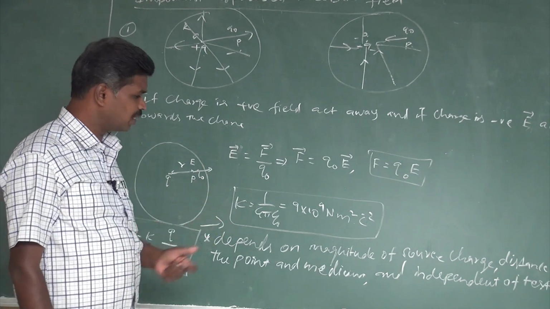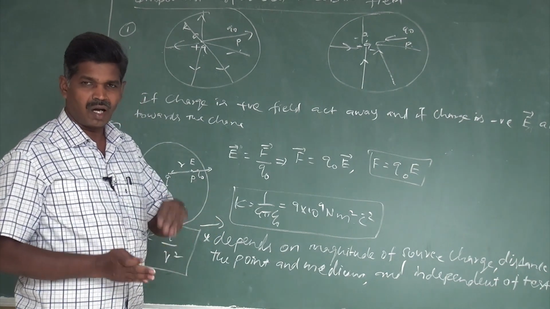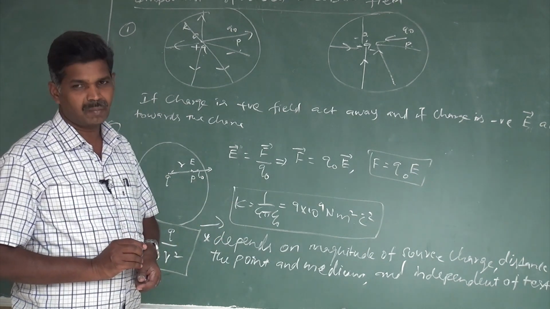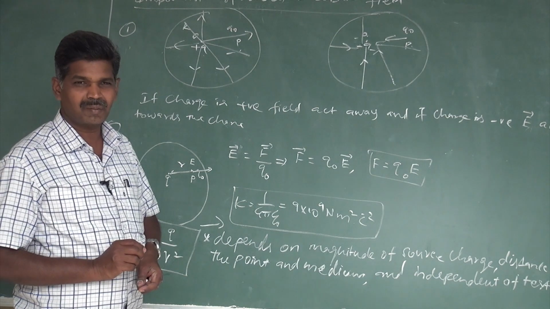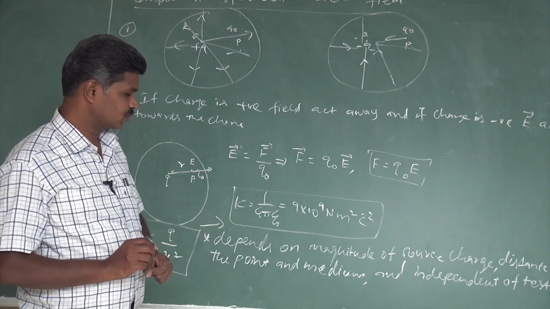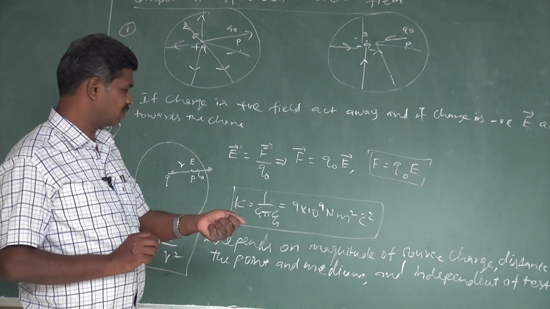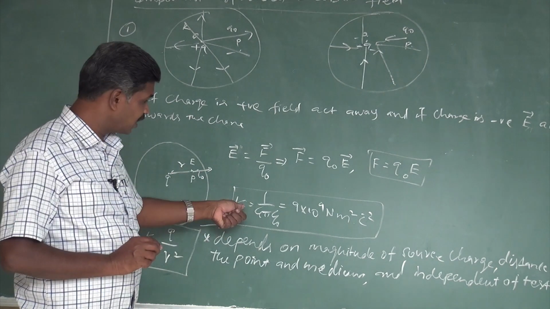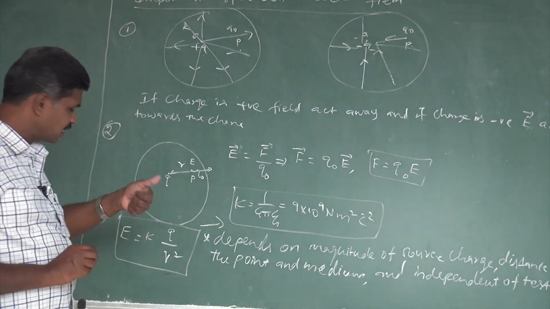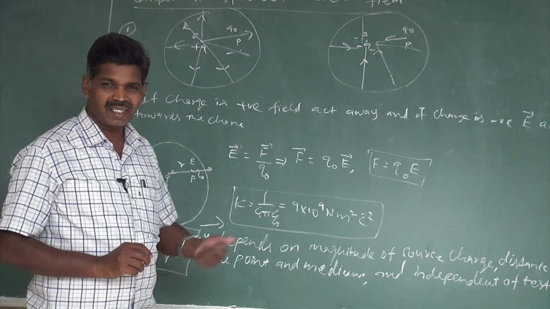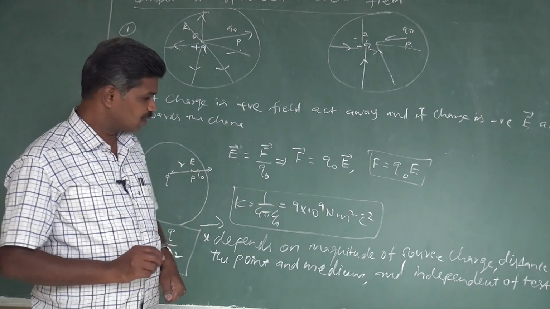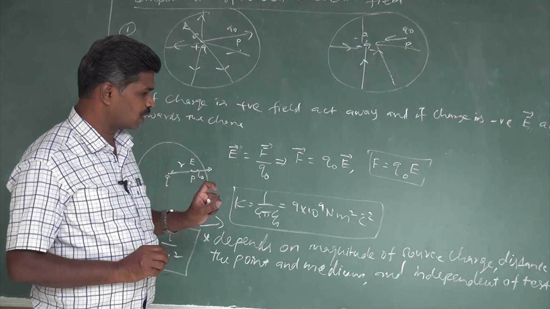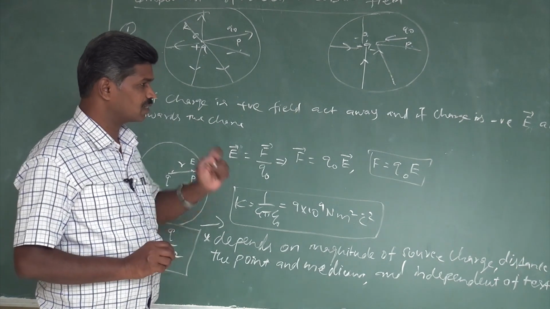If you change the medium from air to water, water has a relative permittivity of 80. If you take that value, the K value is reduced 80 times, and the field intensity is also reduced 80 times for the given charge at a given point. So that's why the field intensity depends upon these factors and is independent of the other factor.